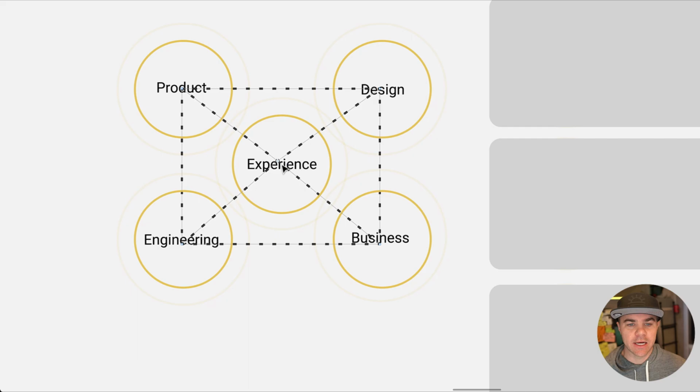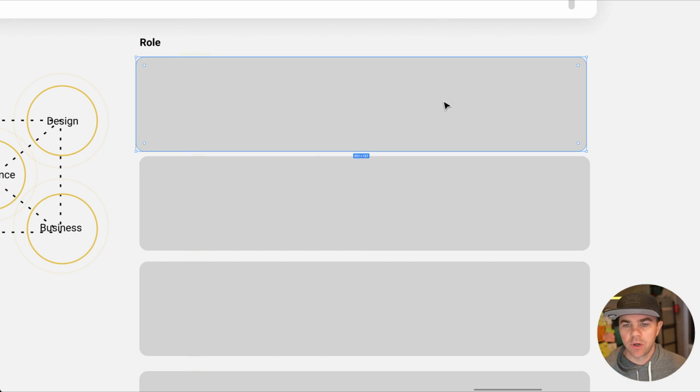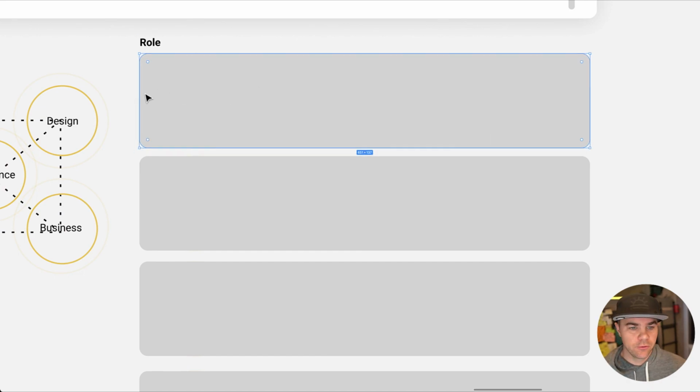So if I come over here to my role diagram, what I'm going to do is I'm just going to remove, here we go.